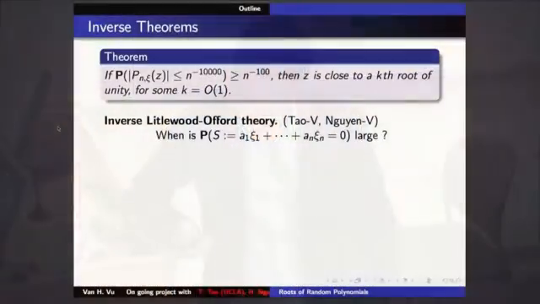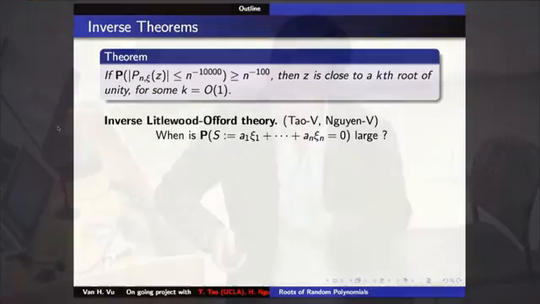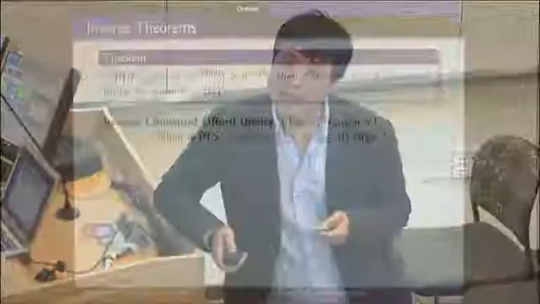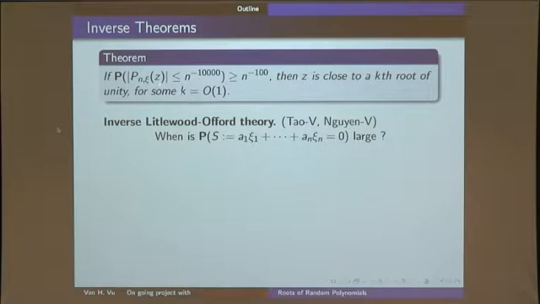And so the lemma we really have to prove is that actually these k-th roots of unity are the only troublesome points. If we can get a little bit far away from the k-th roots of unity, then the probability that your polynomial is small is very small.